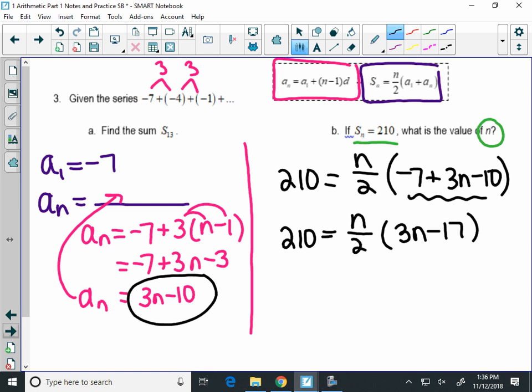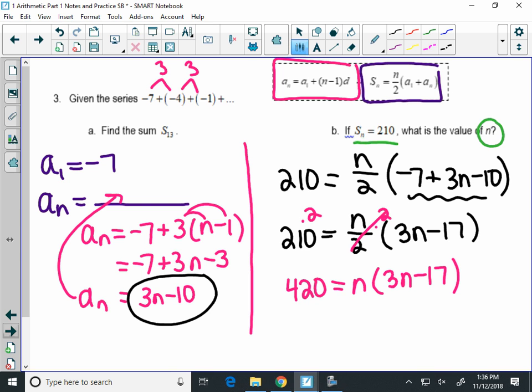Are you okay with that so far? What should I do next? What should I do with the 2, maybe? Let's multiply both sides by 2. Let's make the 2 go away, so I'm done with my fraction. Okay. I'm going to have 420 equals n times 3n minus 17.